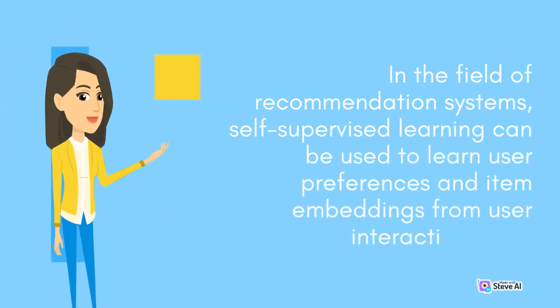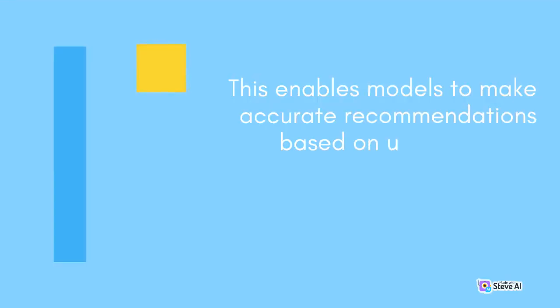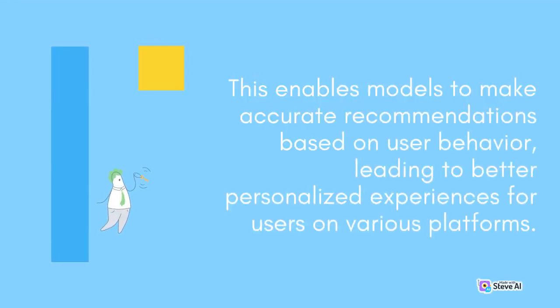In the field of recommendation systems, self-supervised learning can be used to learn user preferences and item embeddings from user interaction data. This enables models to make accurate recommendations based on user behavior, leading to better personalized experiences for users on various platforms.